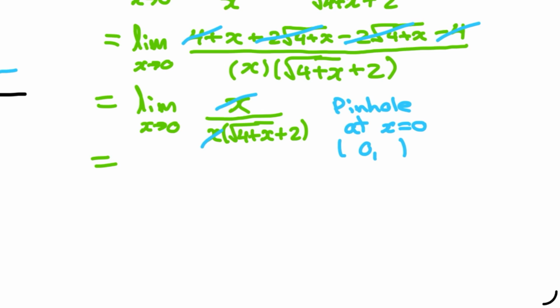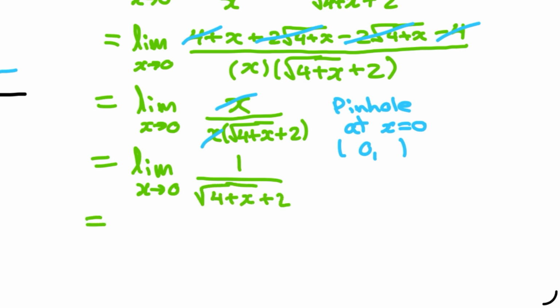And now we can actually do direct substitution. Next, if we do direct substitution, we get 1 over square root of 4 plus 0 plus 2, which just leaves us with 1 over 4. So our final answer is 1 over 4.